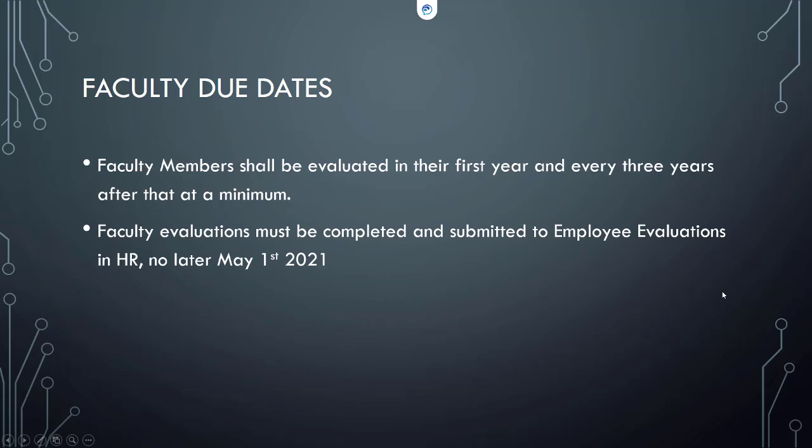Faculty evaluations must be completed and submitted to employee evaluations in HR no later than May 1st. That doesn't mean start working on the evaluation May 1st. That means it needs to be completed and made its way through the workflow to human resources no later than May 1st.